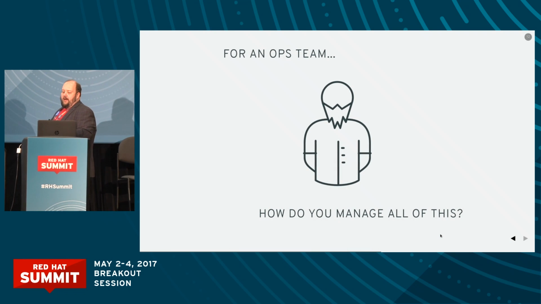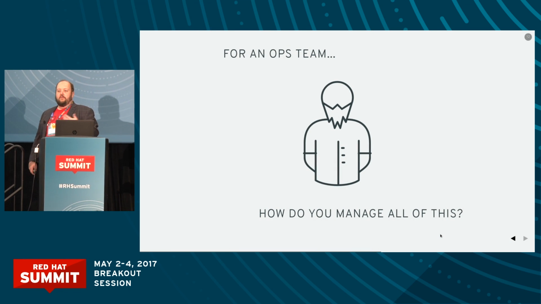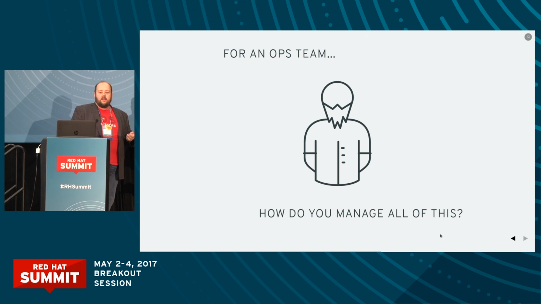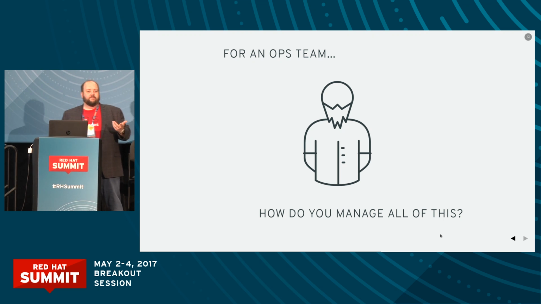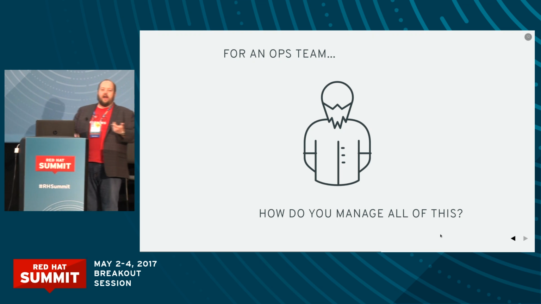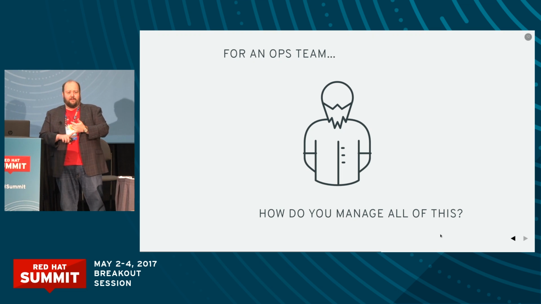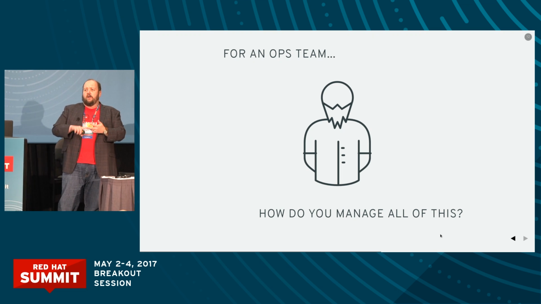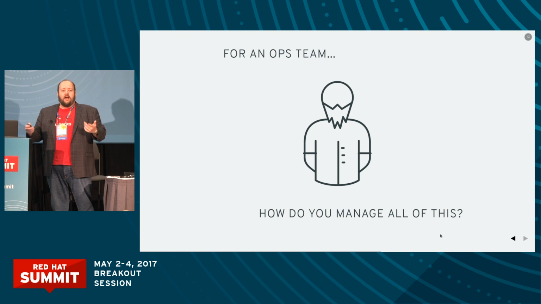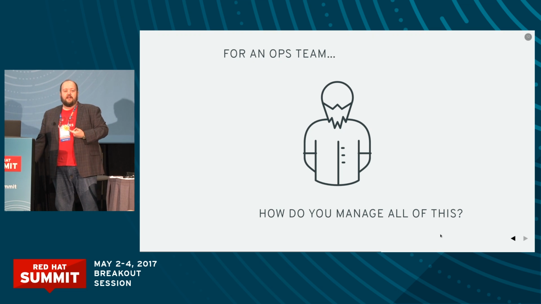All right, so for an ops team, and this is kind of the question that I was posed when I decided to put this in: for an ops team, how do you manage all of this? Right, because I've got Tripwire and Nessus and security scans and PCI compliance to deal with, and God knows what. How do I apply all that to a container? I guarantee you Nessus has no concept of a namespace.